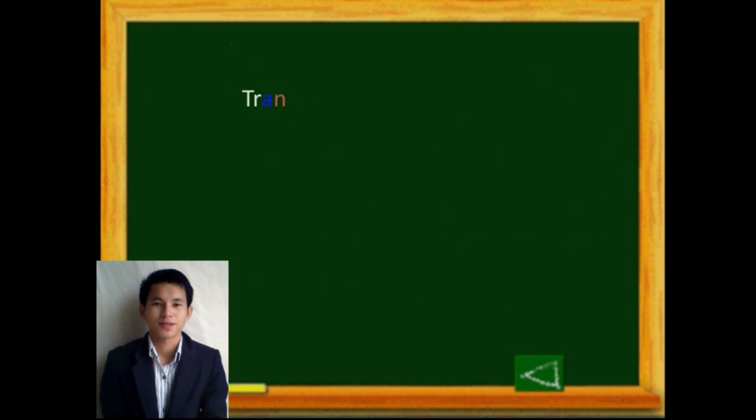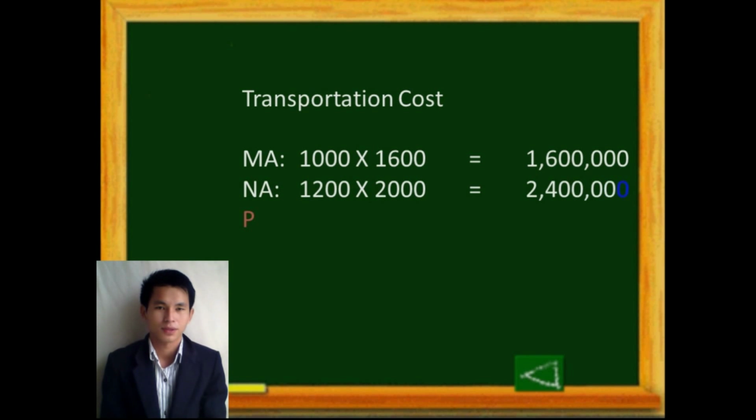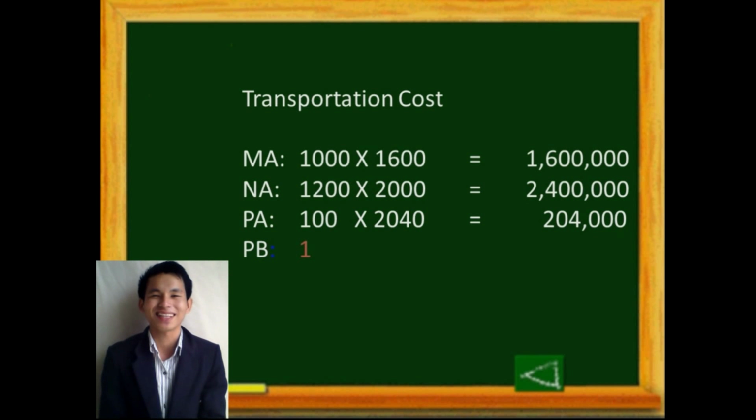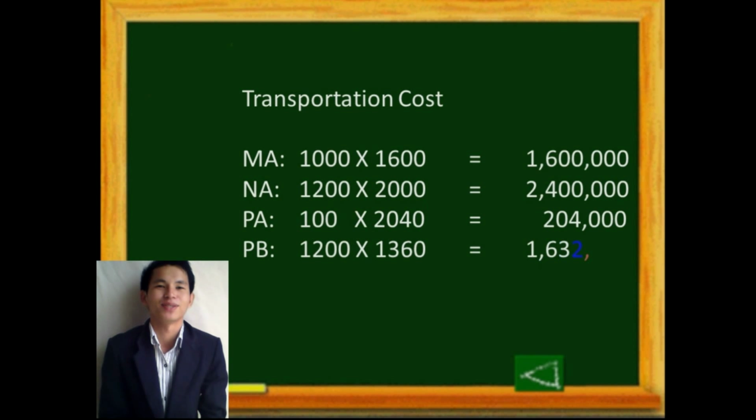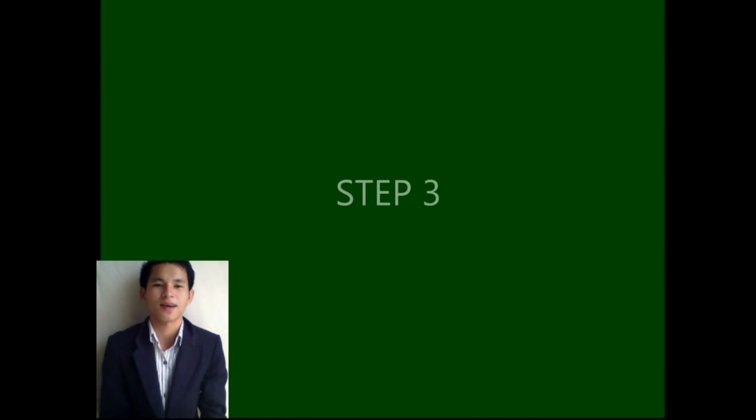To get the transportation cost, we must multiply the used cells with the cost on the upper right corner of the cell. 1,000 times 1,600 is equal to 1,600,000. 1,200 times 2,000 is equal to 2,400,000. 100 times 2,040 is equal to 204,000. 1,200 times 1,360 is equal to 1,632,000. For a total transportation cost of 5,836,000 pesos. Then we are going to proceed to step 3.